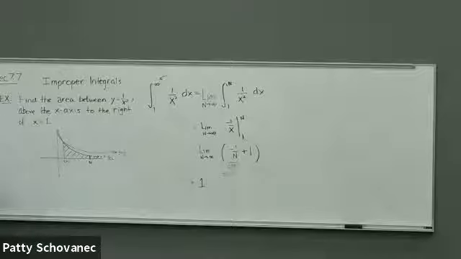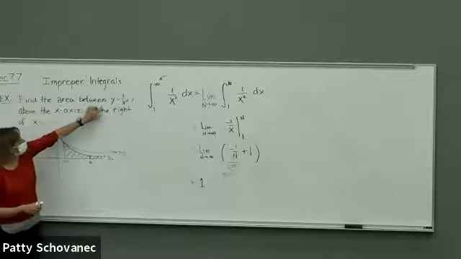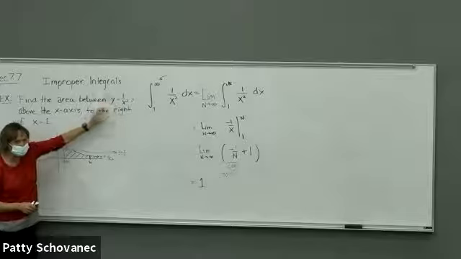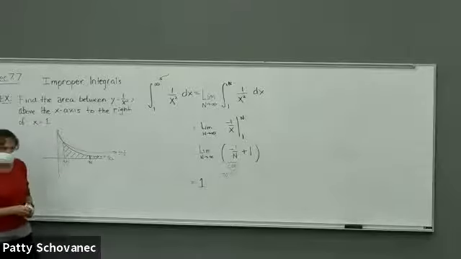Let's do the same thing. Let's attempt to find the area between y is equal to 1 over x, the x-axis, to the right of x is equal to 1.